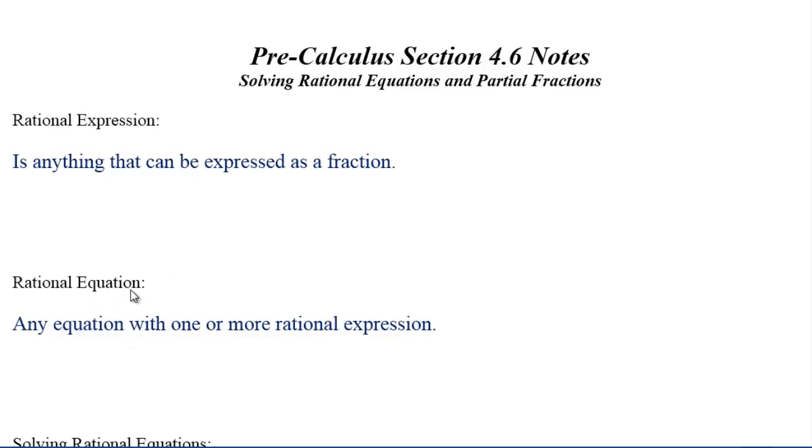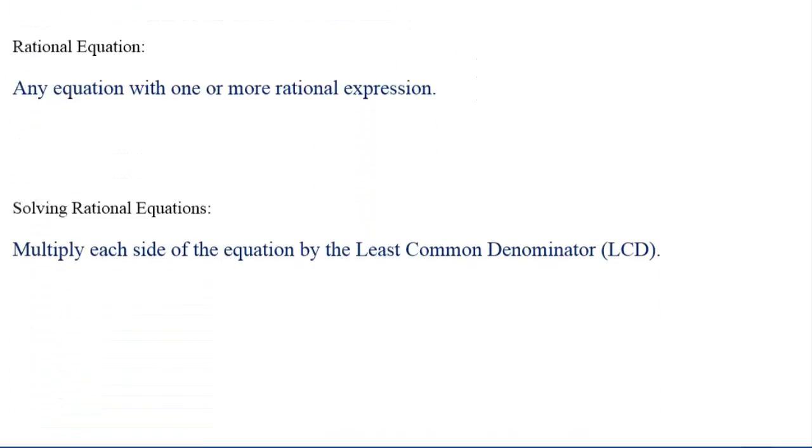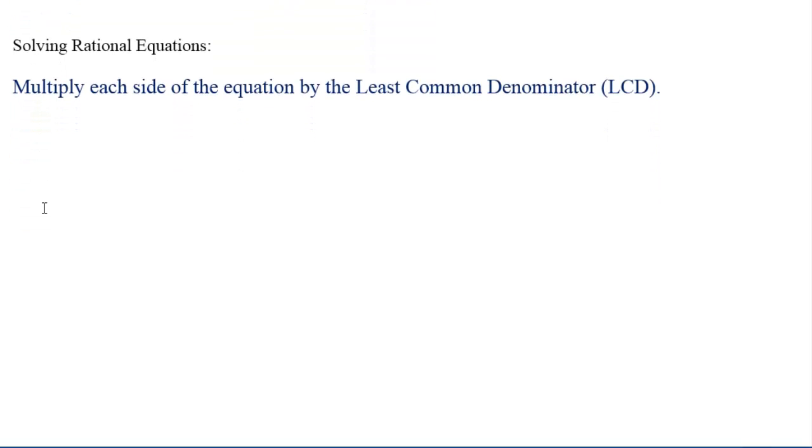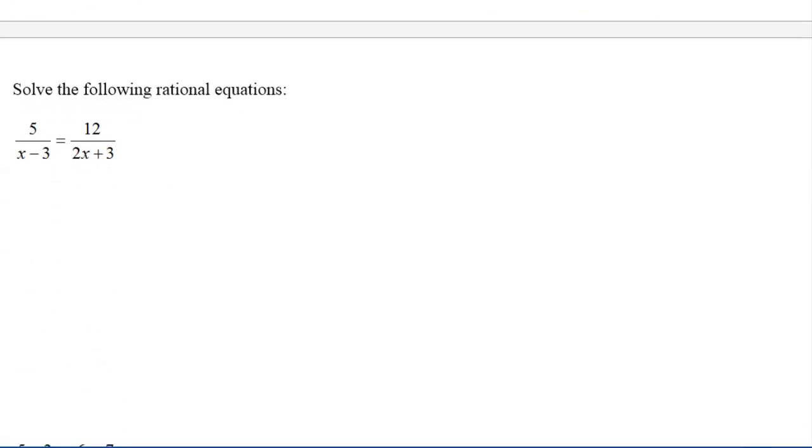Once we put an equal sign in there, once we have equality, we then have a rational equation, which is an equation with one or more rational expressions. And as we scroll down here, how do we solve these? Well, just like you did fractions in elementary school, we solve them by multiplying each side by the least common denominator, the LCD. And what that's going to give us is essentially a common denominator so that we can combine these things or work with them further. So let's take a look and see what that looks like.